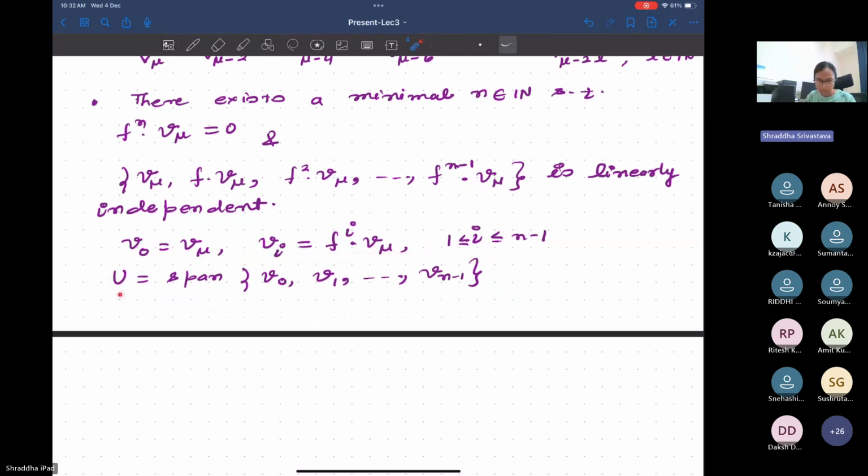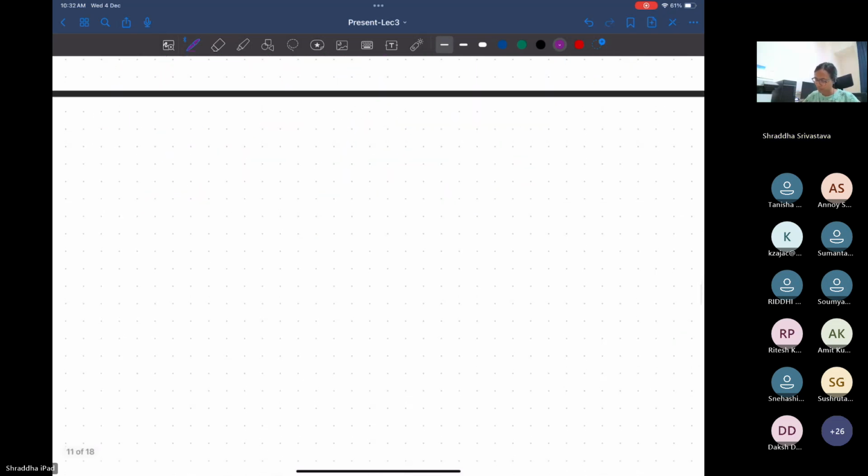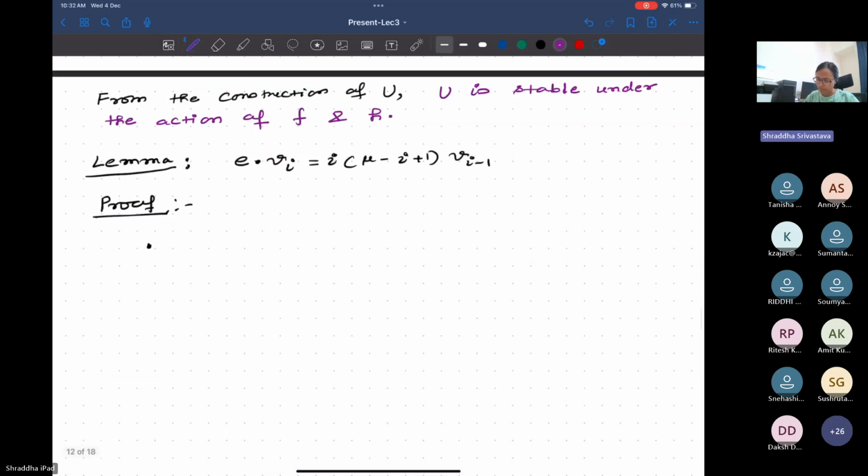If I apply any element of h, it will again be in h. So somehow, if I can guarantee that if I apply e to any element in this, then it will again be here, then we can use irreducibility of v to show that this is actually equal. This further simplifies your irreducible representation. And I think that is what was my next thing.